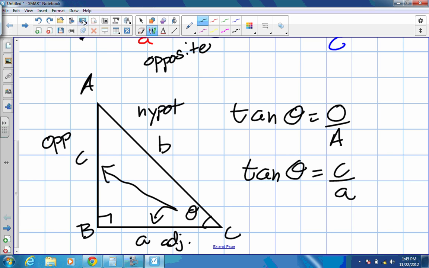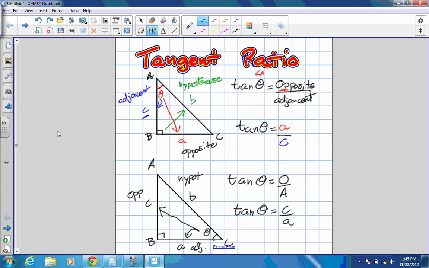So, that is the very first thing I want you to be able to do, is to set up tangent ratio. Very straightforward, but realize and make this connection when going through. When we were talking about angle A, tangent theta was A over C. When we were talking about angle C, tangent theta was C over A. Do you see how it became the reciprocal? It flipped. Okay, keep that in mind. It completely depends what angle we're talking about on how we're going to set up our ratio. It will change depending on the angle.